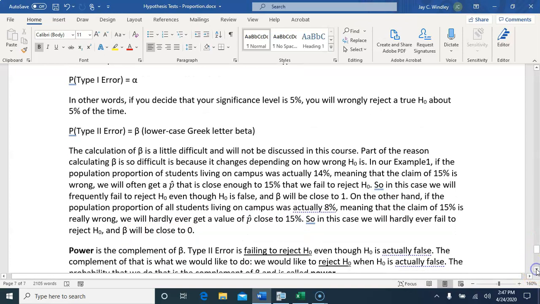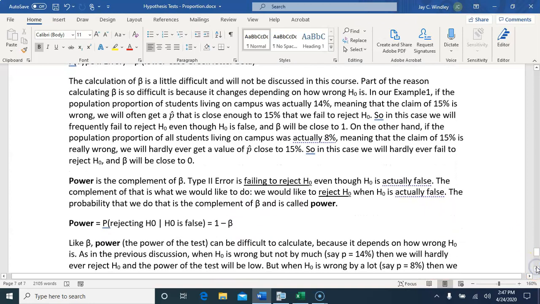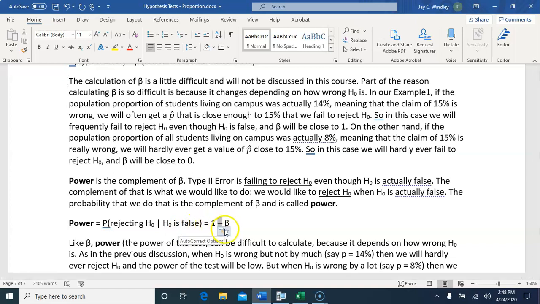Closely related to beta is something called power, which is the complement of beta. So remember, type 2 error is when we fail to reject H0, even though H0 is false. The complement of that is what we would like to do. We would like to reject H0 when H0 is false. And the probability that we do that is called power. So power is technically the probability of rejecting the null hypothesis given that the null hypothesis is false. And that's 1 minus beta.